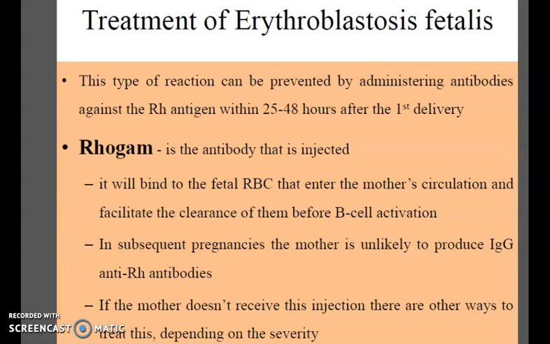This type of reaction can be prevented by administering antibodies against the Rh antigen within 25 to 48 hours after the first delivery. Rogam is the antibody that is injected. It will bind to the fetal RBCs that enter the mother's circulation and facilitate the clearance of them before B cell activation. In subsequent pregnancies, the mother is unlikely to produce the IgG anti-Rh antibodies.